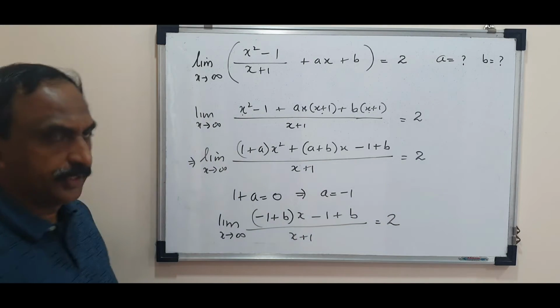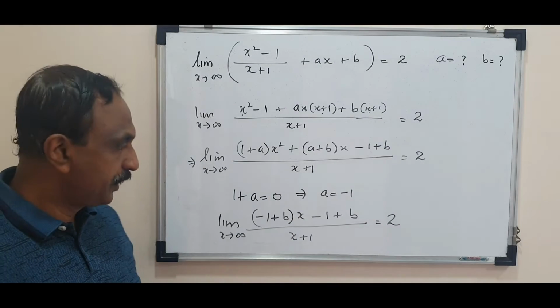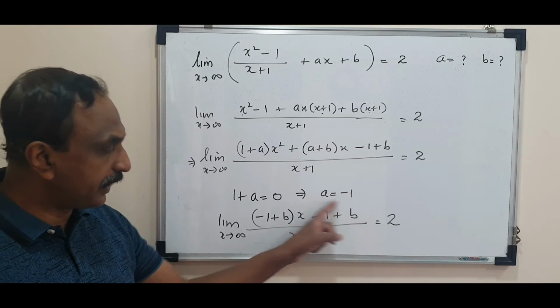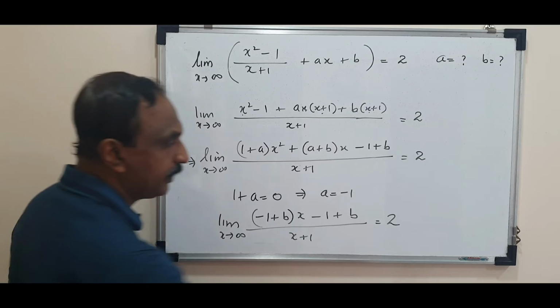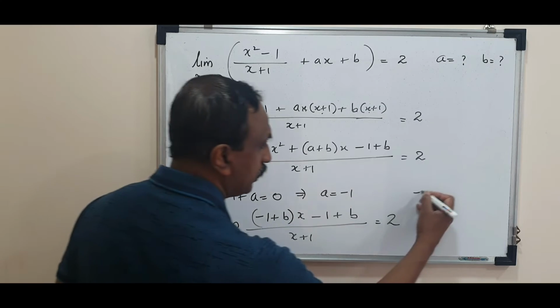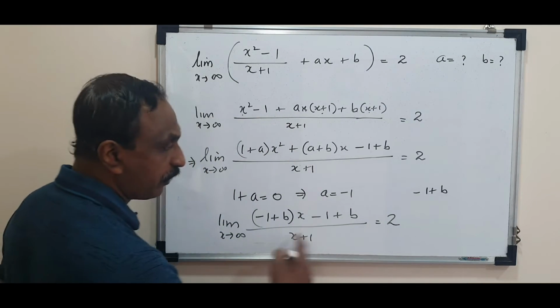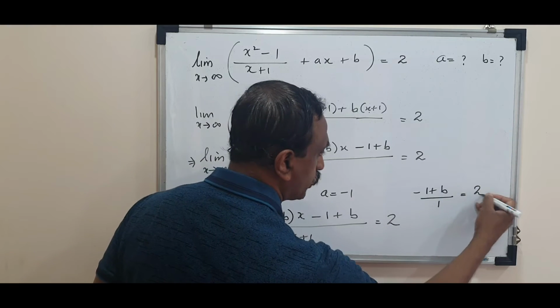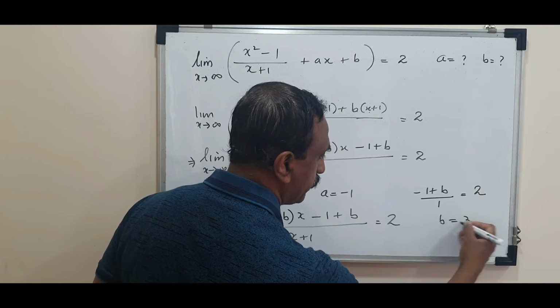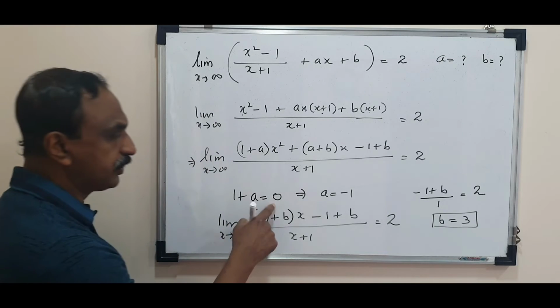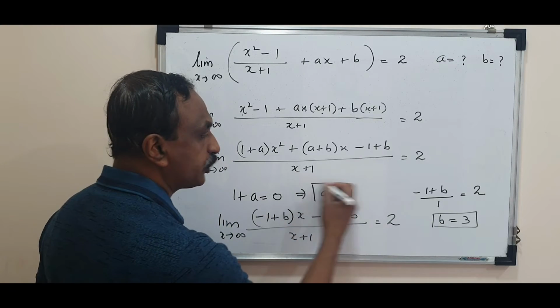Now they both are of the same degree. And you know that when x is tending to infinity, the answer for this limit will be the ratio of the coefficients of the highest power. The coefficient of the highest power in the numerator is minus 1 plus b, in the denominator it is 1, and that should be equal to 2. So b should be equal to 3. So a's value should be minus 1 and b's value should be 3.